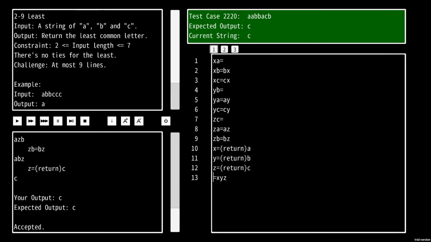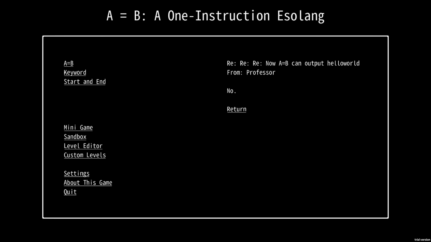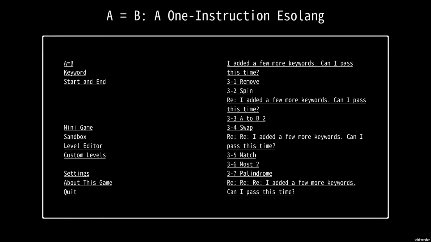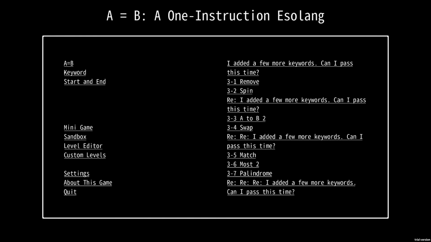Okay. I don't know how to simplify this to 9 lines. That's black magic to me. No. Awesome. Oh my god, there's a level 3. I don't know how many chapters there are. There's 6 chapters. Oh my god. Okay. We'll get around to it at some point.